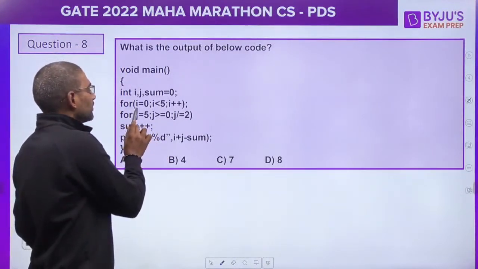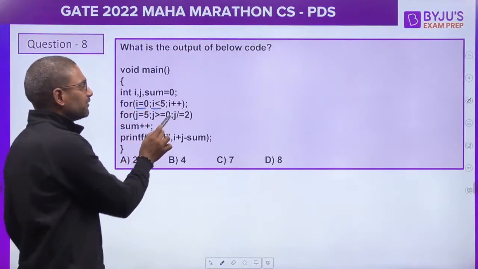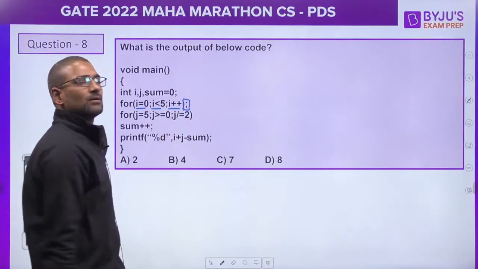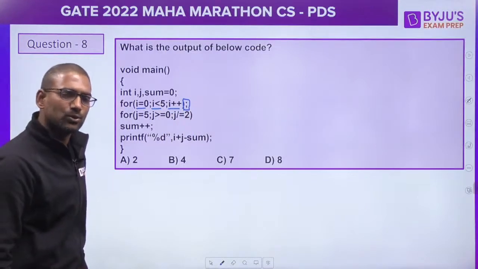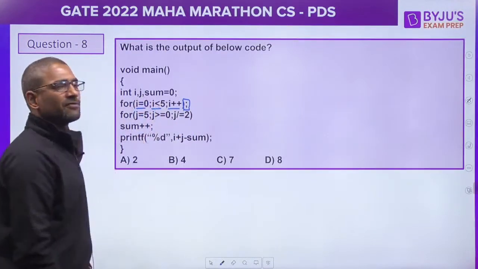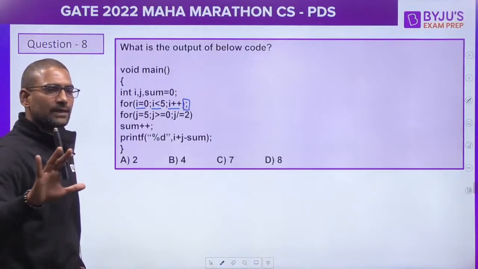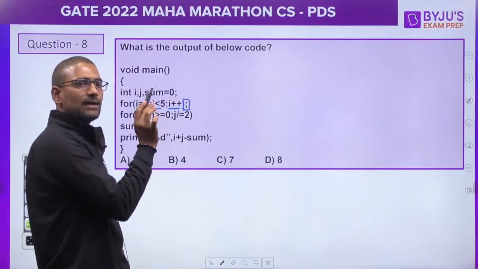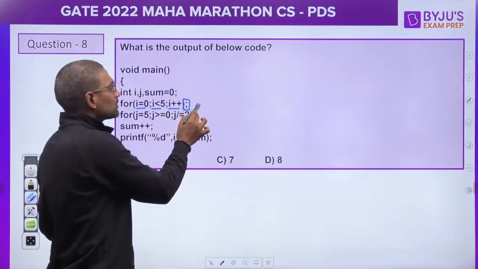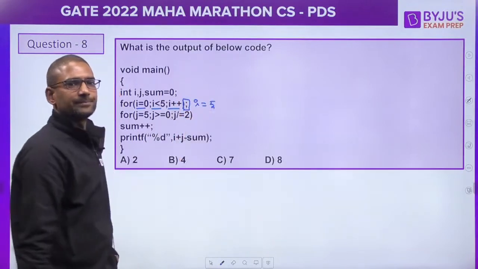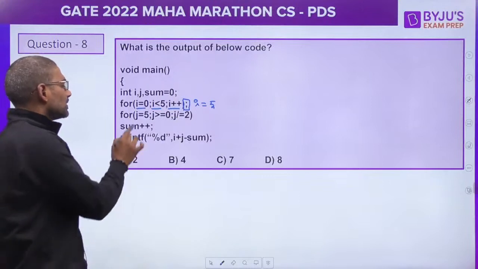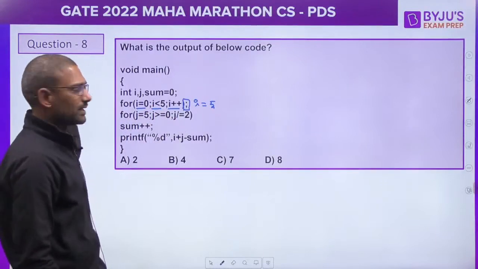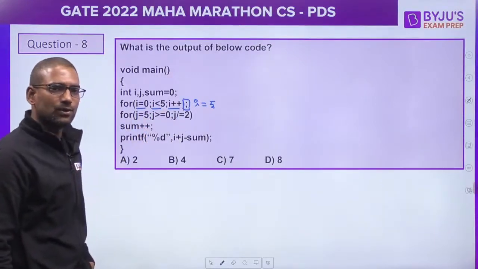Look at the first loop. For I is equal to 0, I less than 5, I plus plus. Every time when the condition is true, what to do? Nothing. Please observe, the for ended with a semicolon, still you don't get any error, but I keeps incrementing. Where will the I value be stuck? So I will be at 5. Now j is equal to 5, j greater than or equal to 0, j equal to j divided by 2. First, 5 greater than or equal to 0, true.